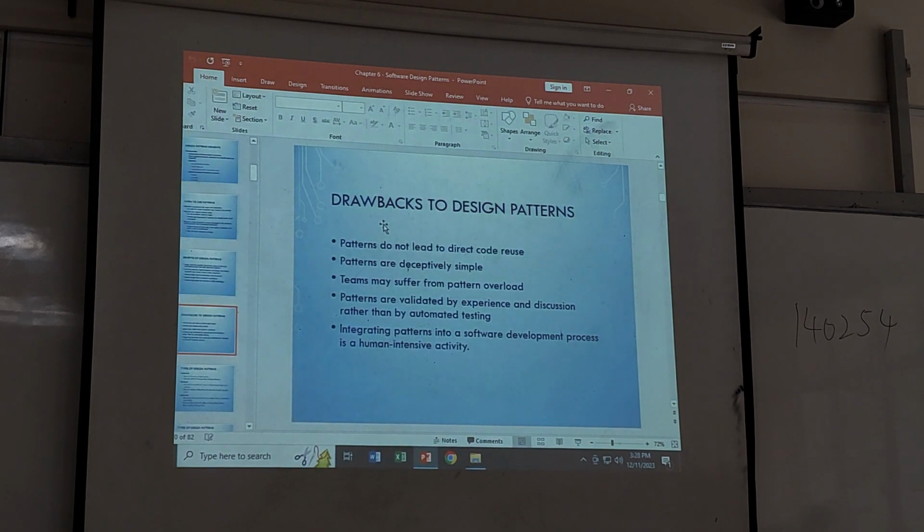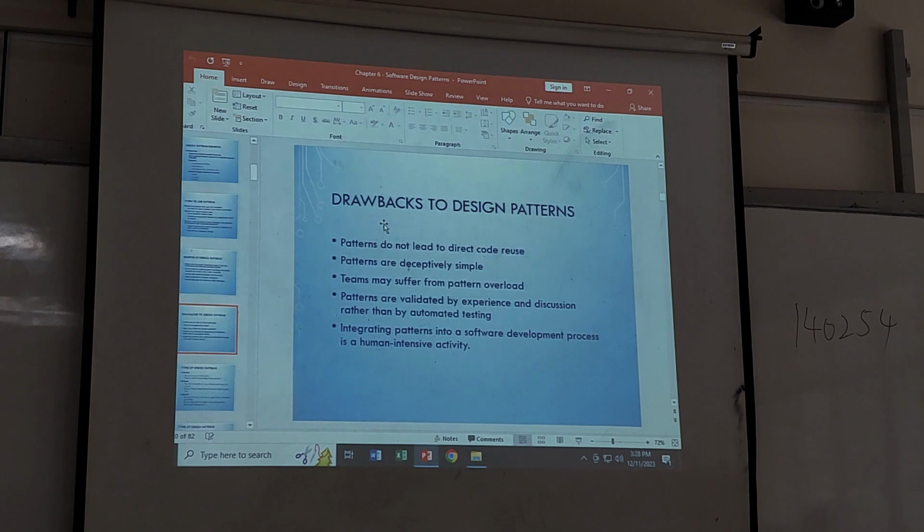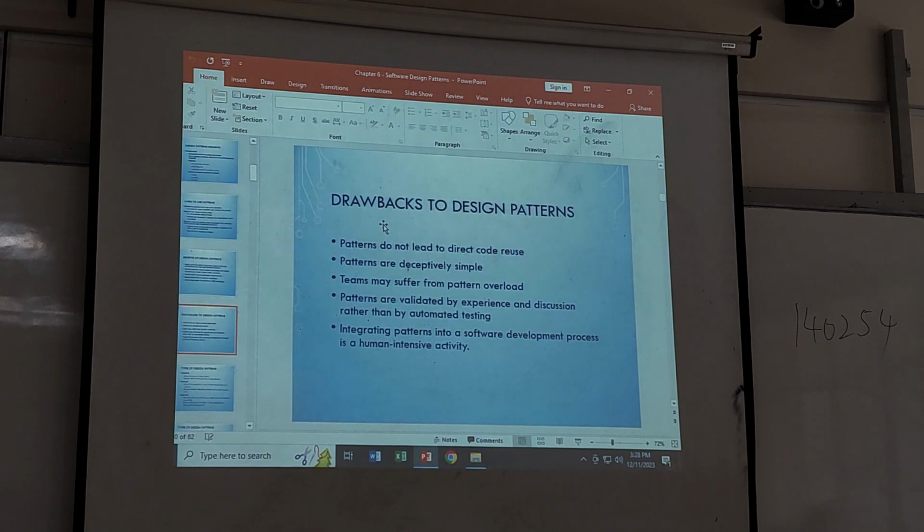Drawback: patterns do not show the implementation of code. Okay, or is to reuse. Patterns are abstract, so therefore it's simple. Sometimes you need to figure out, when I want to implement, how to do it. Okay, certain more detailed things you still need to do by yourself.